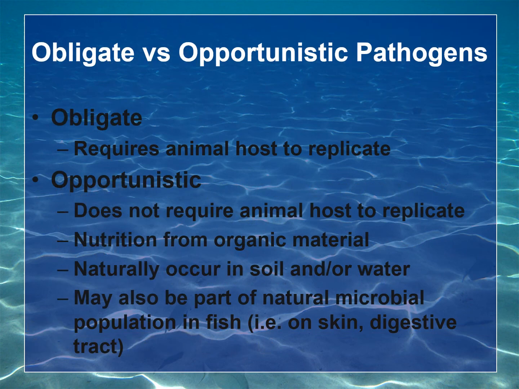A word about obligate versus opportunistic pathogens. Obligate pathogens require an animal host to live, while opportunistic pathogens do not. Opportunistic pathogens occur naturally in the environment, living in the organic matter. When the fish is compromised, such as poor water quality, these pathogens will attack the fish and cause further damage and mortality.